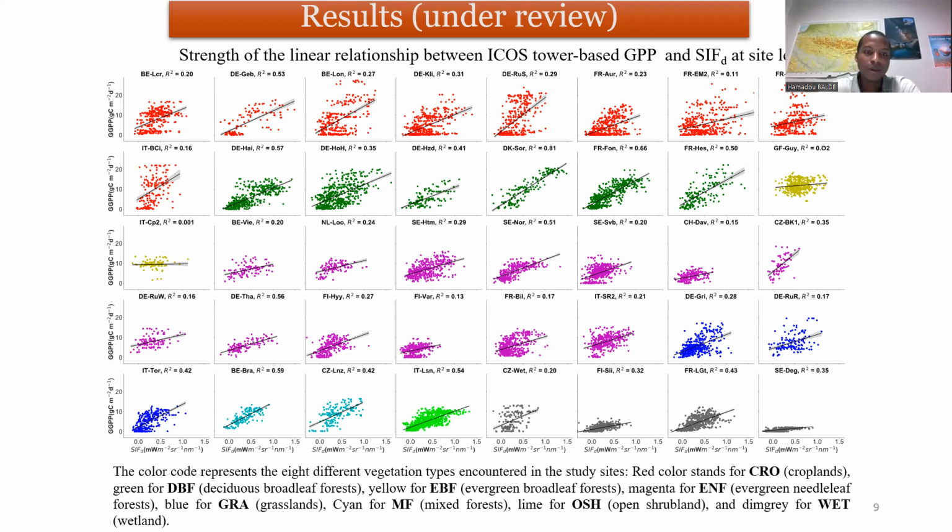of the spatial and temporal variation of the tower footprint, as well as the different canopy structures and biochemical properties from site to site, which can affect the SIF emission, reabsorption, and scattering, and consequently the relationship between SIF and GPP.